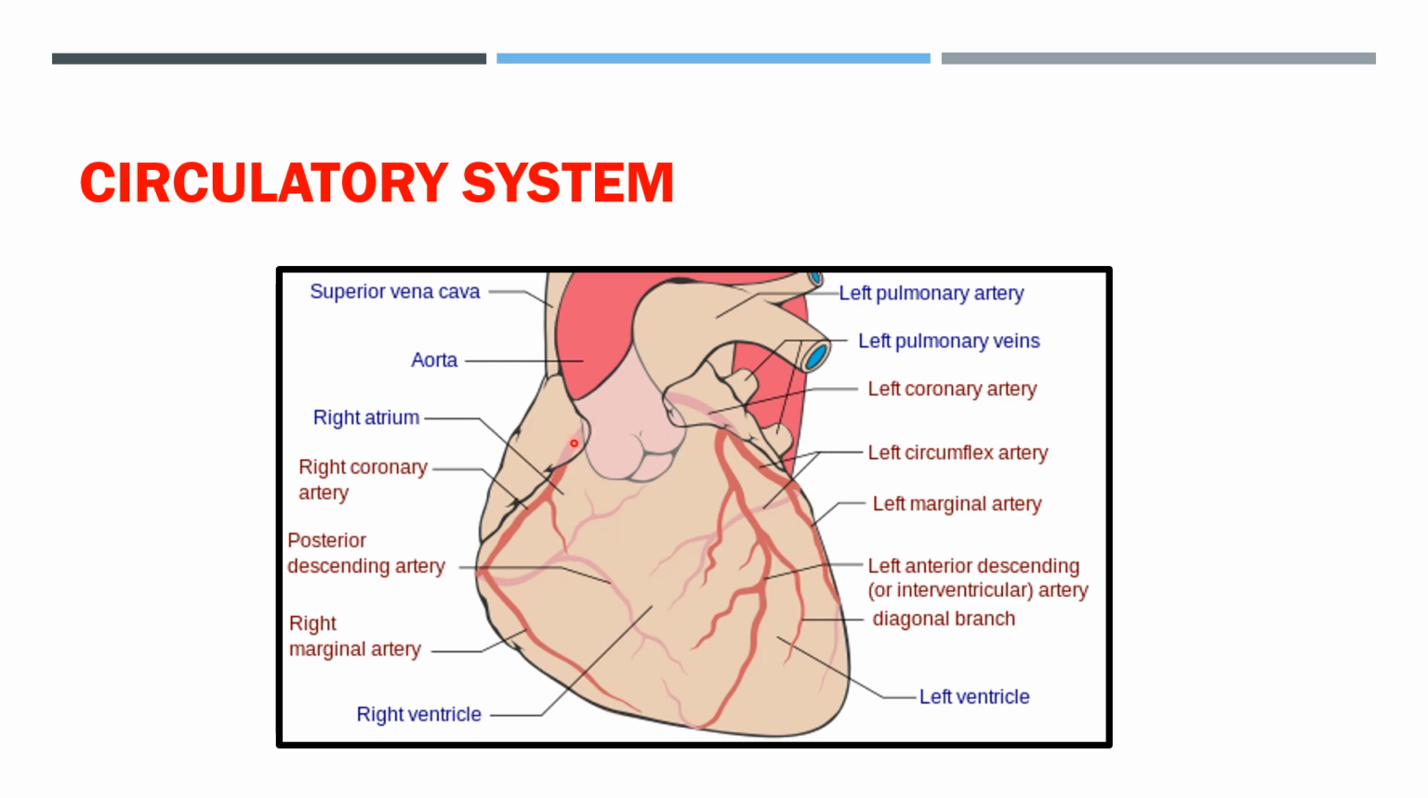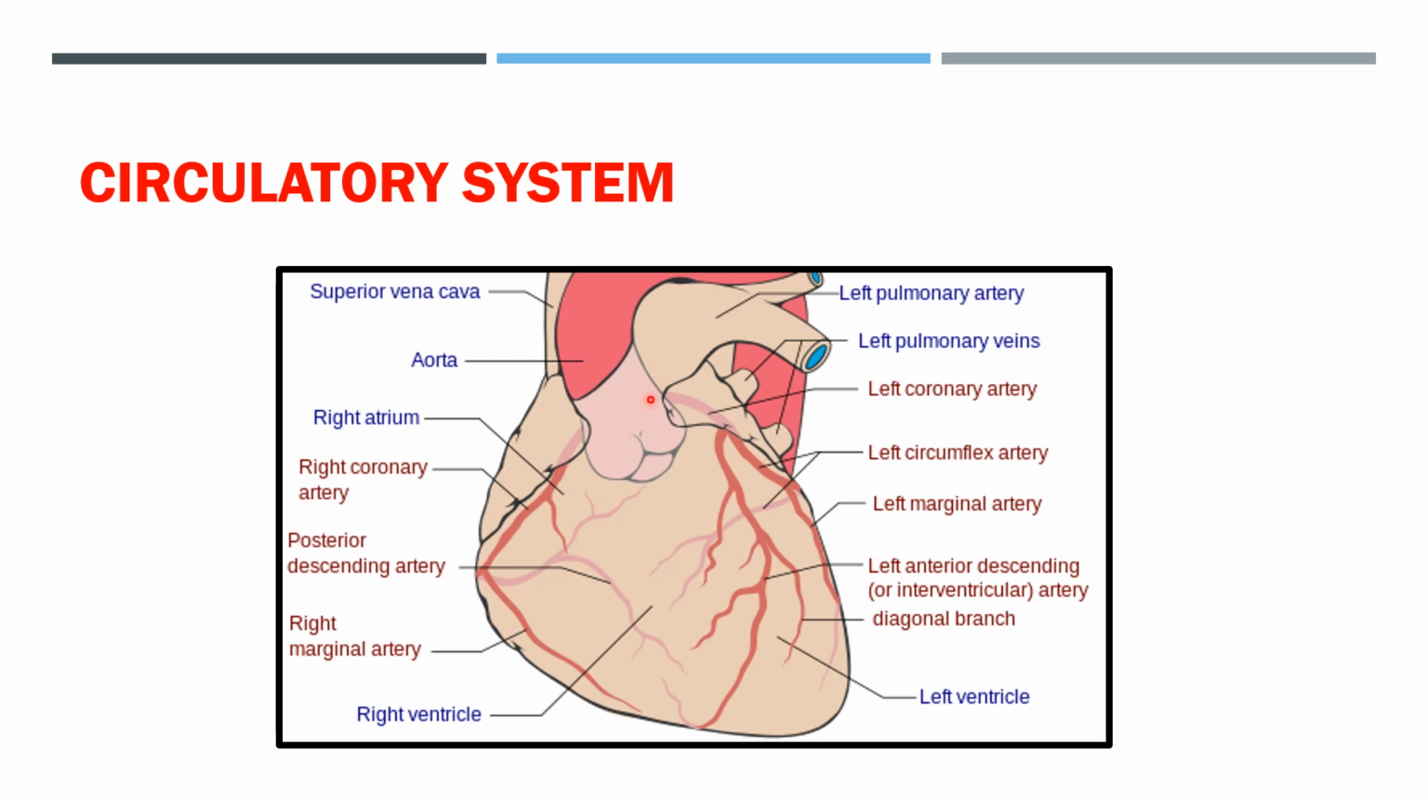So the right coronary artery traverses through the atrioventricular sulcus, or coronary sulcus, and when it reaches the right border, it divides into two. The first is the right marginal artery, which supplies the right ventricular border, and the other goes behind and supplies both ventricles. That artery is known as the posterior descending artery, or PDA.